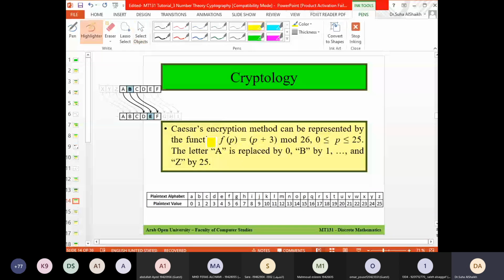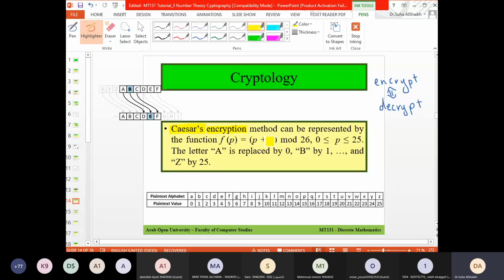Now one famous way to encrypt a message. Encrypt a message means we have two words you have to know. The word encrypt means make a secret message, and the opposite is decrypt, which means open the message that I have. They are opposites here. Encrypt means make it a secret. Decrypt means get the original message out of it. Now let's understand what this means. One famous way to encrypt a message is the Caesar's encryption method.